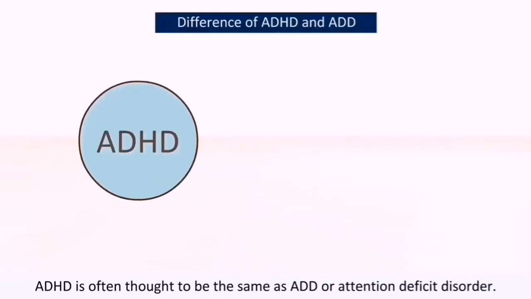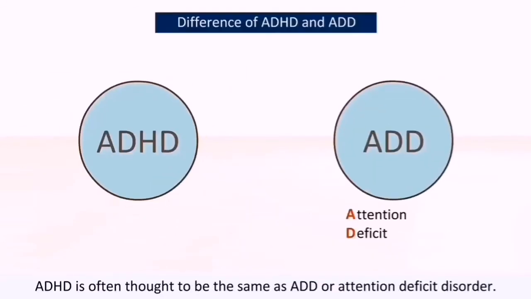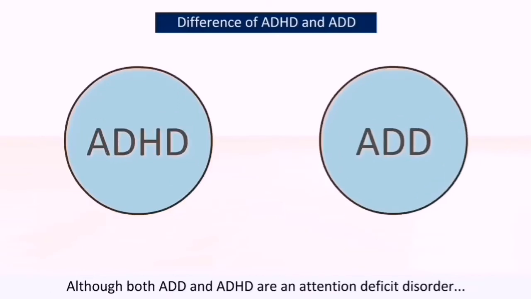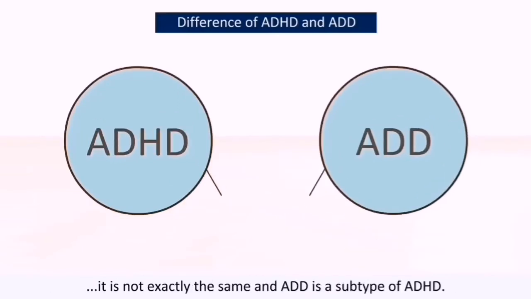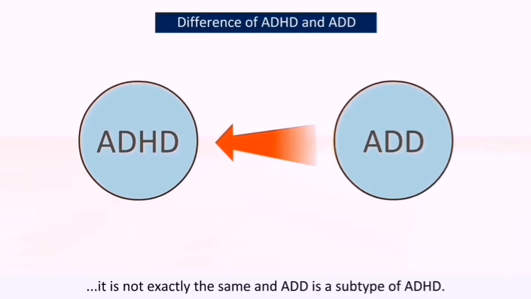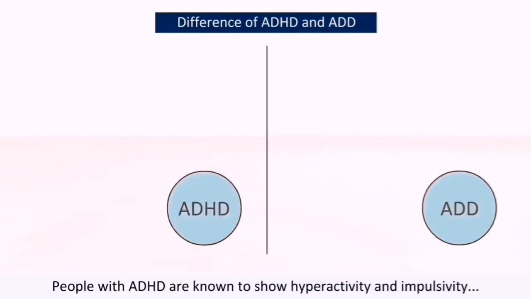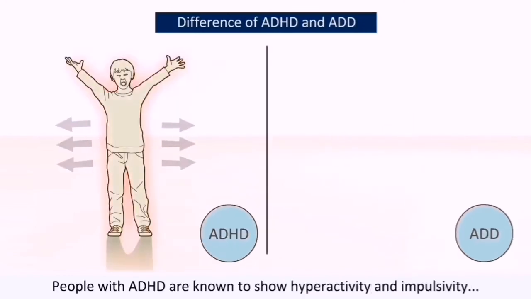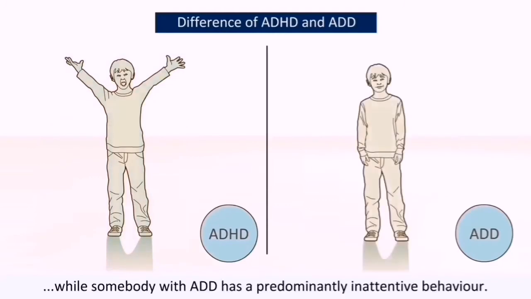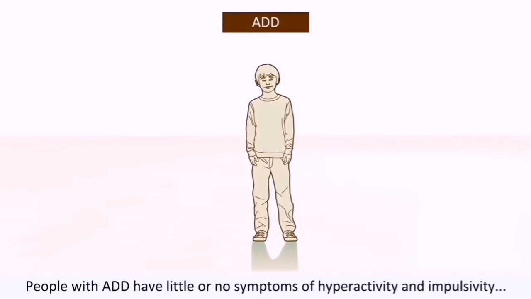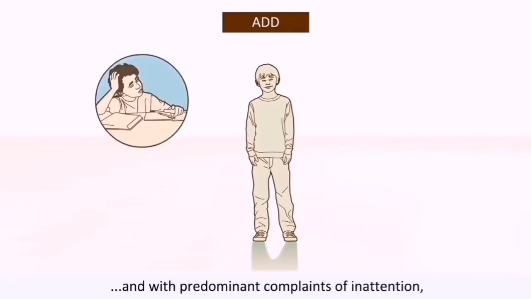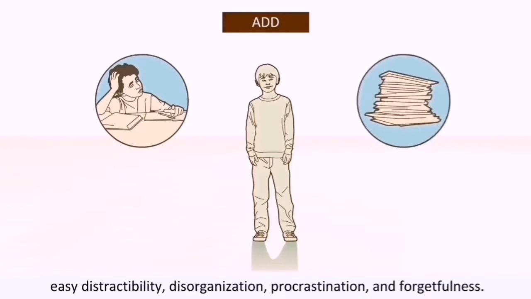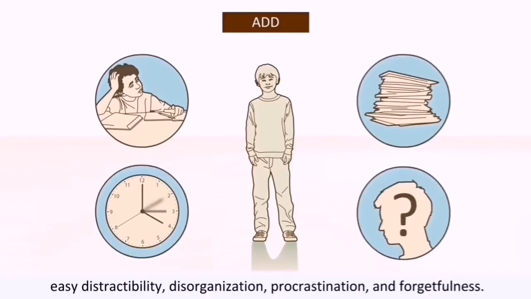ADHD is often thought to be the same as ADD, or attention deficit disorder. Although both are attention deficit disorders, they are not exactly the same, and ADD is a subtype of ADHD. People with ADHD are known to show hyperactivity and impulsivity, while somebody with ADD has predominantly inattentive behavior. People with ADD have little or no symptoms of hyperactivity and impulsivity, with predominant complaints of inattention, easy distractibility, disorganization, procrastination, and forgetfulness.